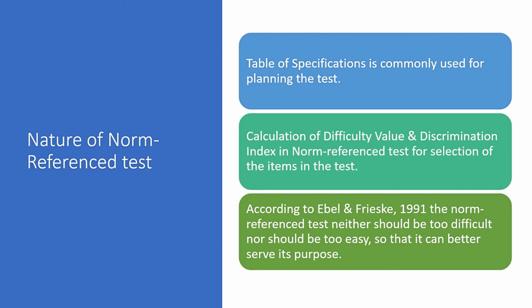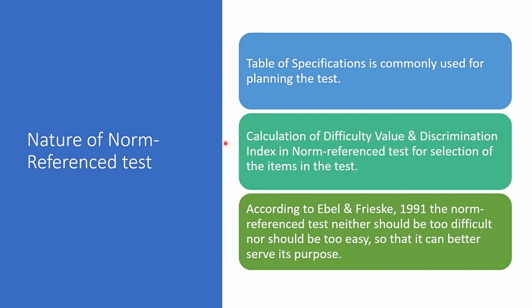When we plan a norm reference test, the following are the points we need to keep in mind. Number one, table of specification. At the time of planning of the test, we prepare a table of specification. This table of specification is a two-way table that relates instructional objectives with the instructional content, the content which we have chosen for the test.